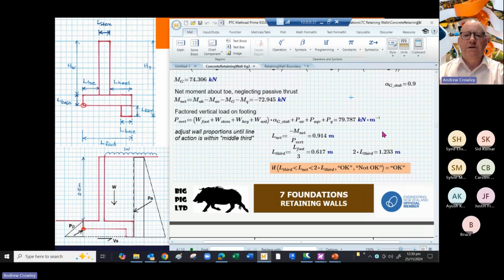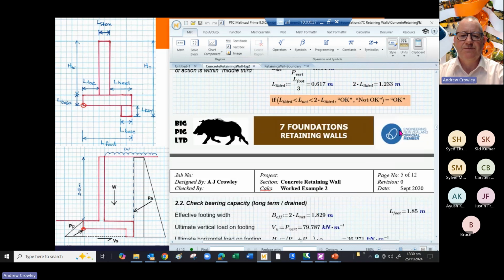So what we do is we work out where it is applied. We take our moment and divide it by the vertical component, basically the resultant, and we find out where the middle third is. So it's somewhere between L/3 and 2/3 of L. Our applied position, the line of action, is in the middle third because it lies between 1/3 L and 2/3 L. That's okay. If it doesn't, I suggest you adjust the dimensions of the wall to suit.